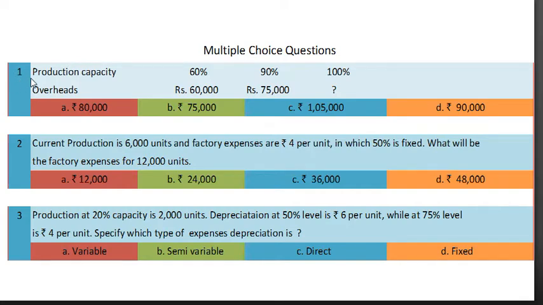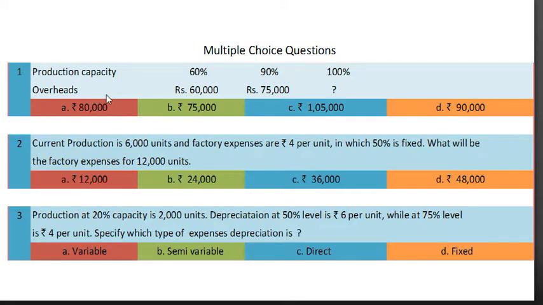Question number 1. Production capacity 60%, 90% and 100%. Overheads at 60% level 60,000, at 90% level 75,000, at 100% level it would be question mark. Option A rupees 80,000, option B rupees 75,000, option C rupees 1,05,000 and option D rupees 90,000.